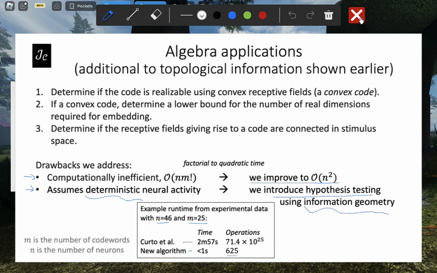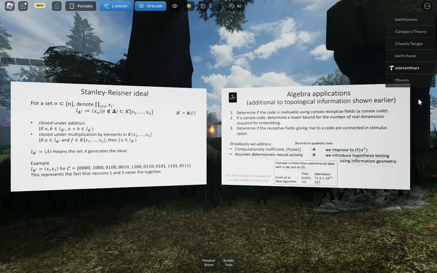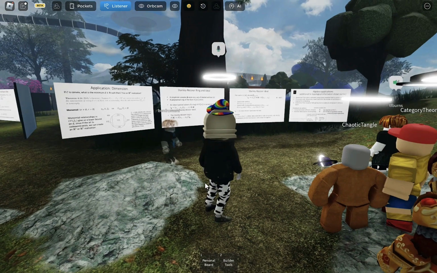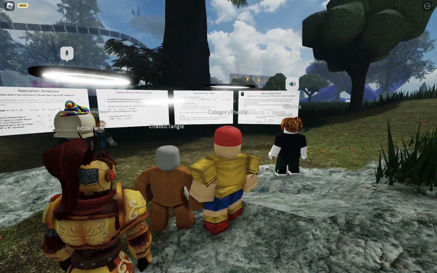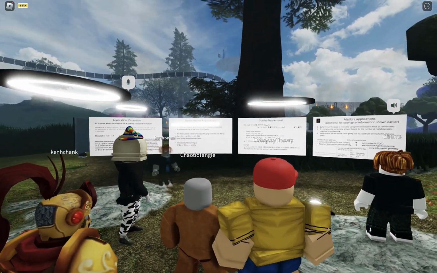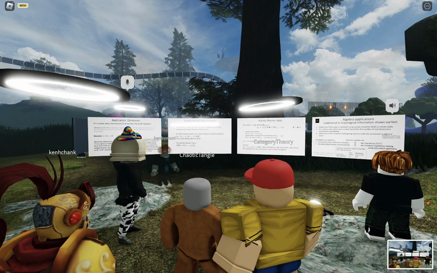And then on top of that, we do the information geometry. So this thing about the number of operations is just about computing that stuff, and then we do the statistics on that as well, which is extra work, but at least we have a way of doing it.